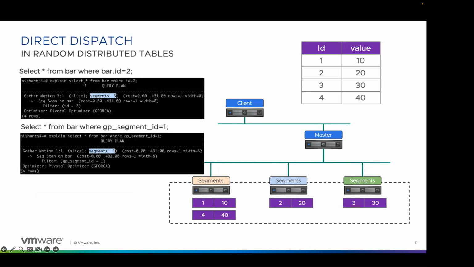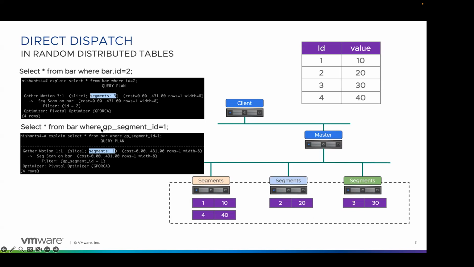If we write a query like select star from bar where ID is 2, since we did not hash the data with this ID, this will be sent to all the segments and all have to find if there is any tuple with ID equal to 2. All will respond. So it went to all the three segments.